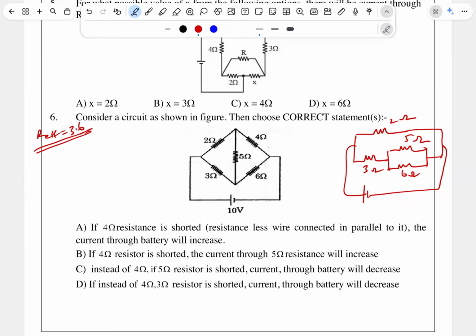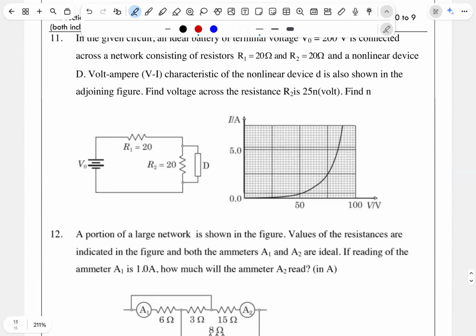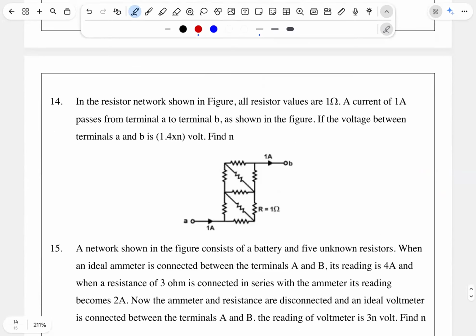Next question after this. After 6, next question. 14. Okay, definite question. What will you do? Delta. Delta. Not an easy question. You expected a simple way, but no.